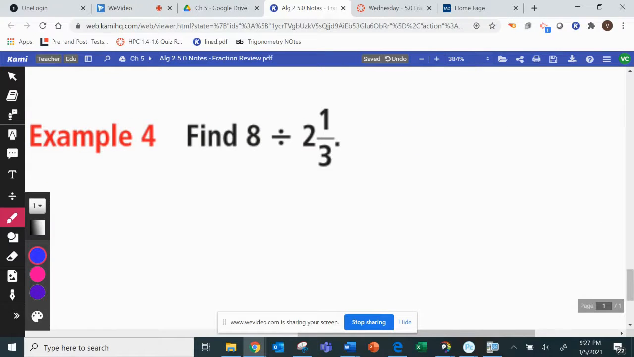Okay, and then the last one, 8 divided by 2 and 1/3. I'm going to go ahead and change this by doing 3 times 2 plus 1 divided by 3. So I get 8 divided by 7/3.